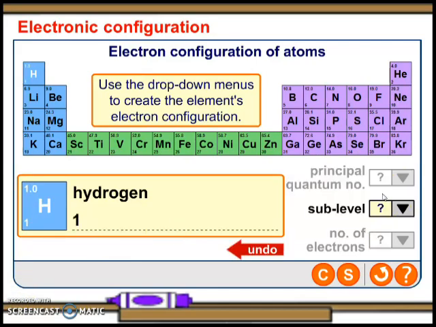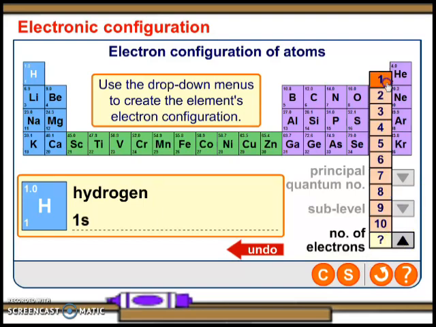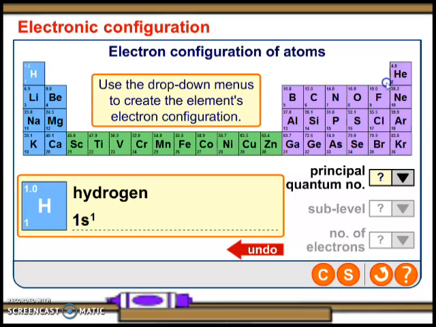We have 1 principal quantum number, s sublevel, and 1 electron. For hydrogen with 1 electron, in a 1s orbital, the electron configuration is written 1s1. So 1 here is the energy level or the period number 1. S here is the sublevel, the S block, and the superscript 1 here is the group number.